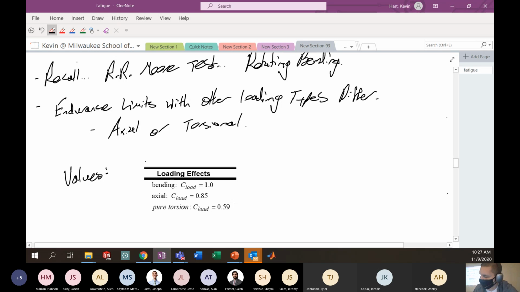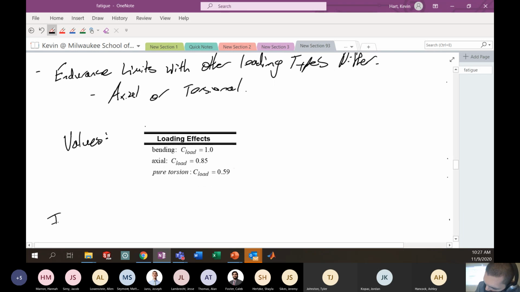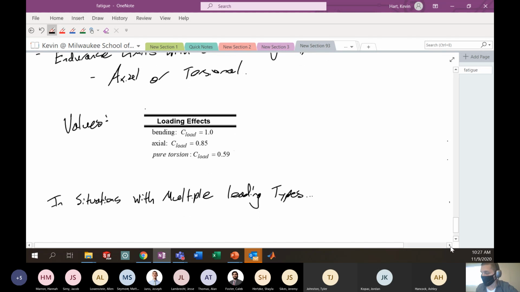All right. This doesn't come up all that often, but could in situations with multiple loading types. So if you're, for instance, somehow in axial and torsion at the same time, could happen. Washing machine style. Okay.